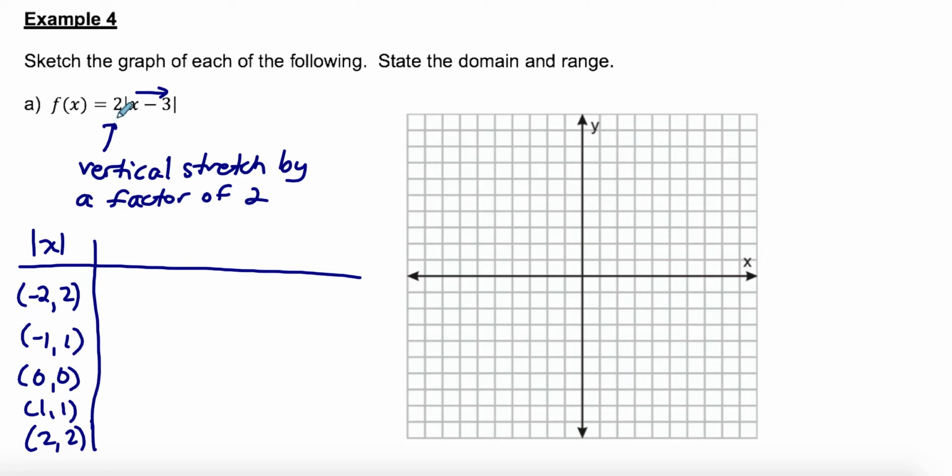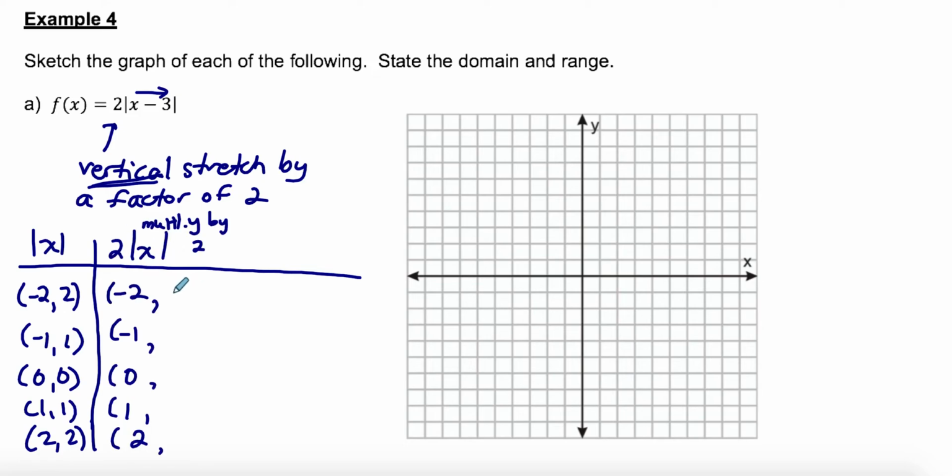So we need a vertical stretch by a factor of 2. So that means if it's a vertical stretch, we're going to have to multiply the y's by 2. So the x values stay the same, but if I multiply all the y's by 2, I would get different values for y. So that has been vertically stretched by a factor of 2.